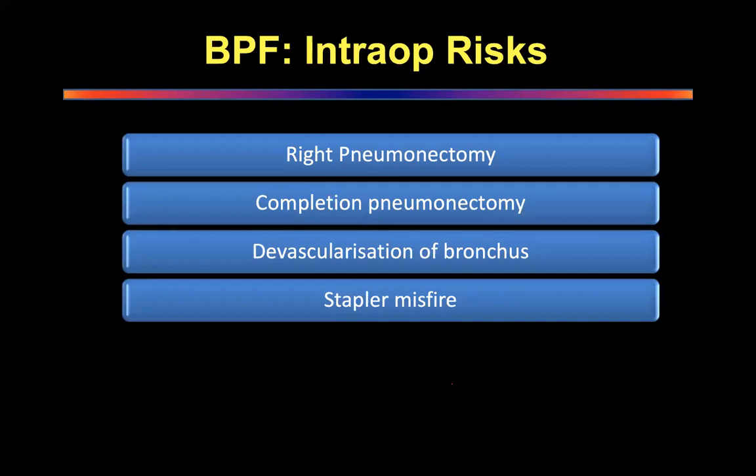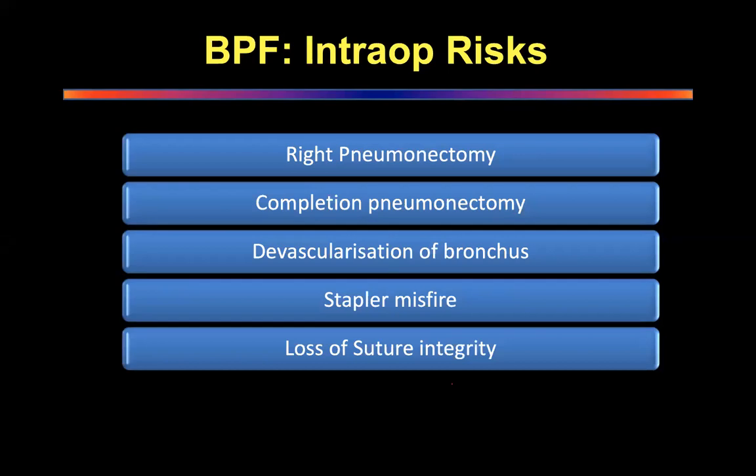Sometimes the stapler misfires. You've used a rubbish stapler, you've reused the stapler, and it's not fired accurately across, or you've used an incorrectly sized stapler. That's the other thing. You have to make sure that you use a green for bronchus, rather than if you use a blue on a bronchus. That's not a good idea. That will really not help. The sizing is very important.